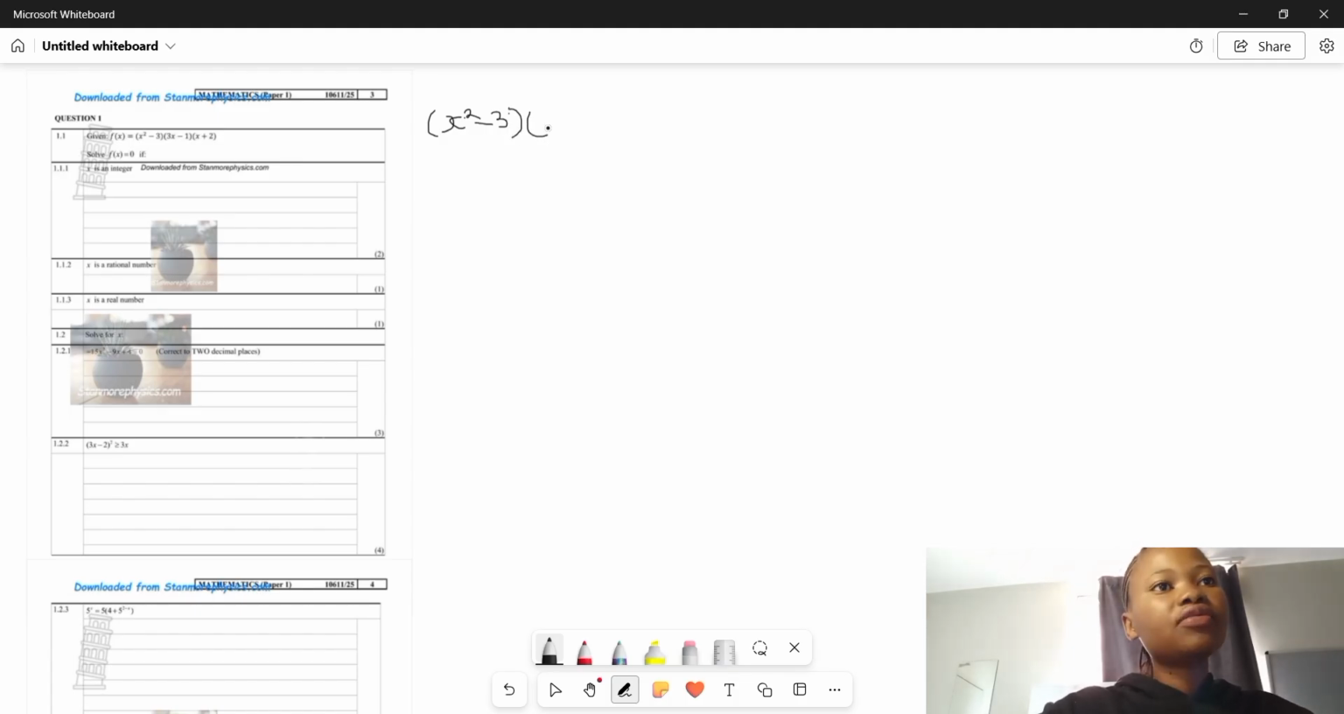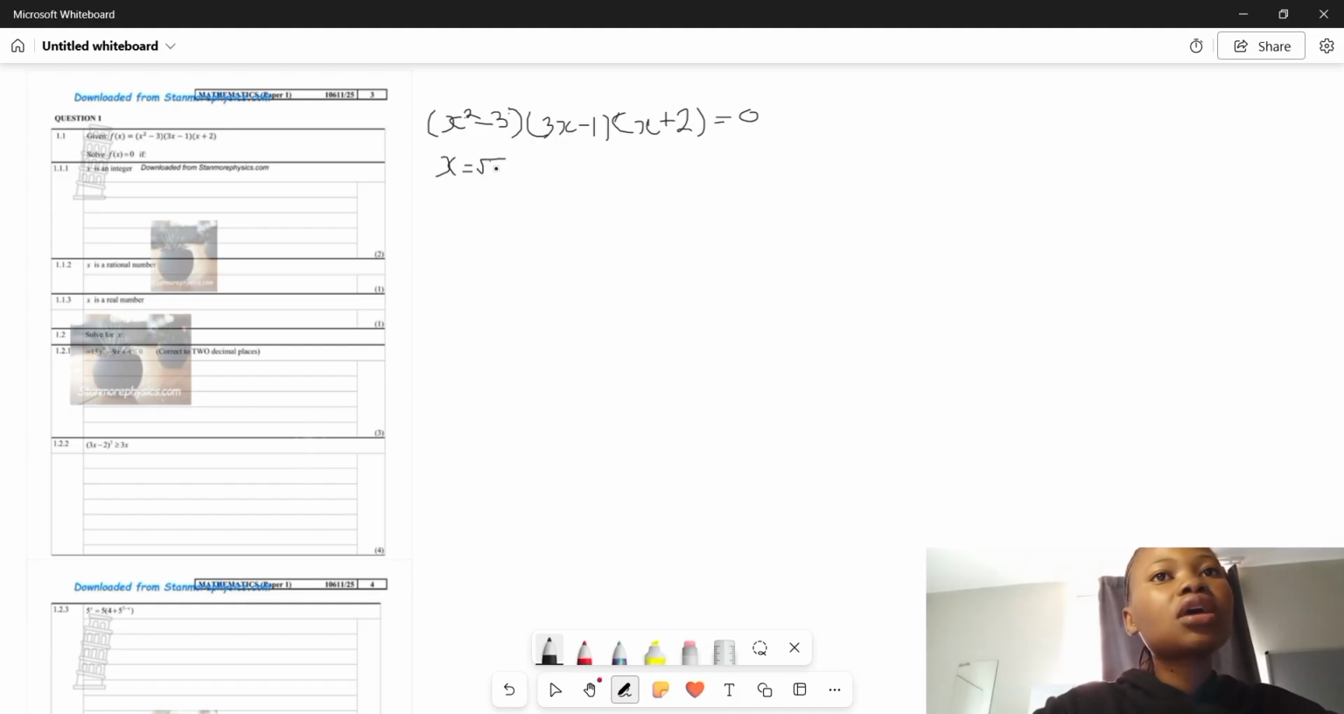In question 1 we'll be focusing on algebra. So the first part of our question paper is algebra. They've given us x squared minus 3, 3x minus 1, and also they've given us x plus 2.